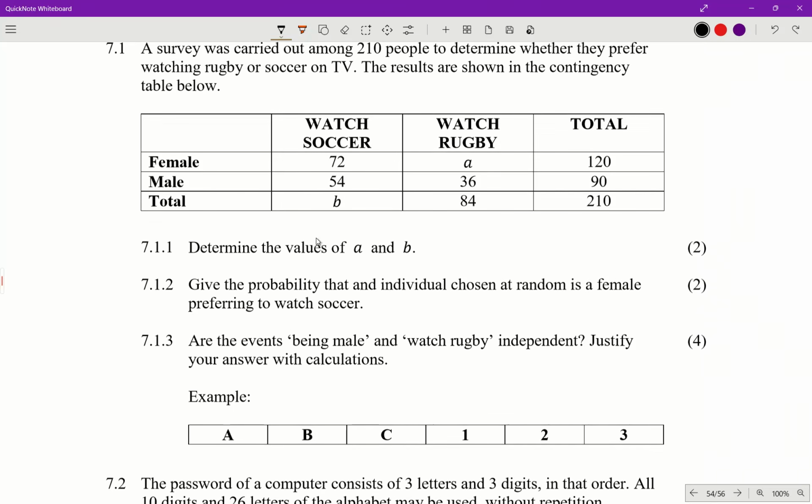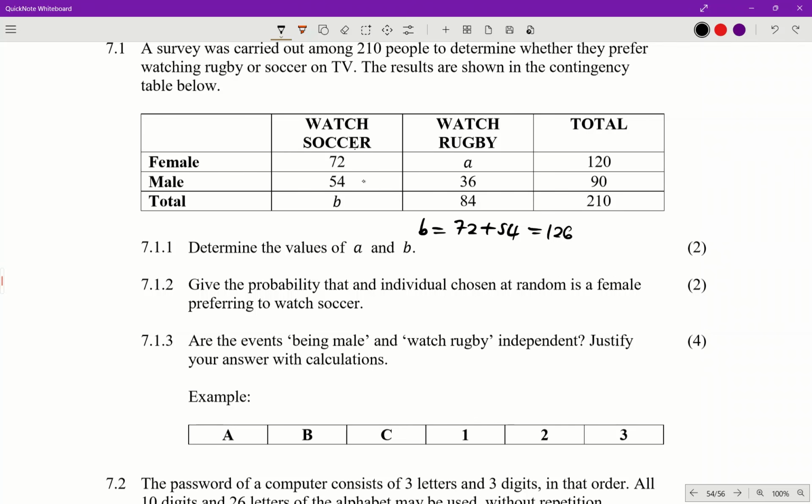Now remember I told you to find the overall columns. You simply sum this. So now to find the B is simple. B is simply 72 plus 54. It will give us the total for the column, for those that watch soccer. So 72 plus 54 is gonna be 126. And of course, guys, you could also find the B by using the overall total. Remember, this one and this one has to give you this one. So you can say 210 subtract 84. You'll also get this number. You see?